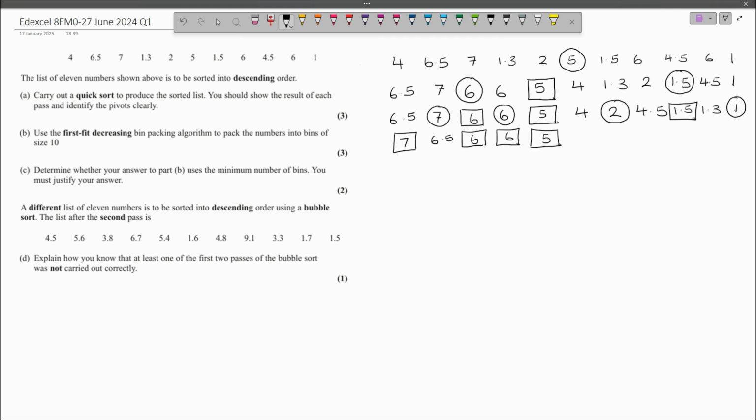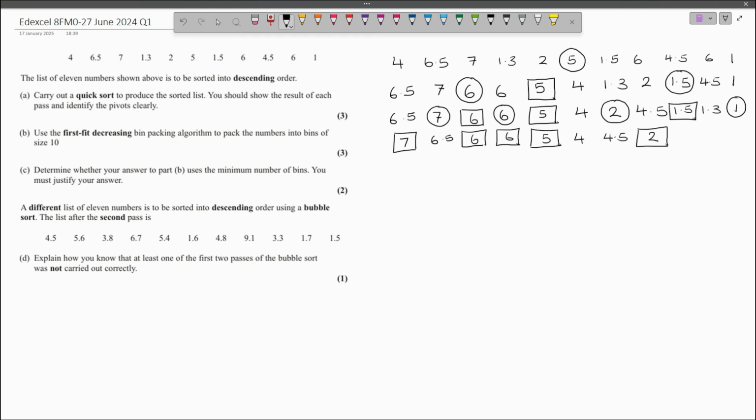And now we've got a list, 4, 2 and 4.5. So I'm going to go left to right and put in all the numbers greater than 2. So I'm going to get 4 and then 4.5. And now 2, and 2 gets its box because it's now in its final position.